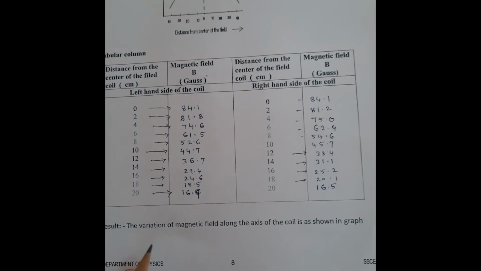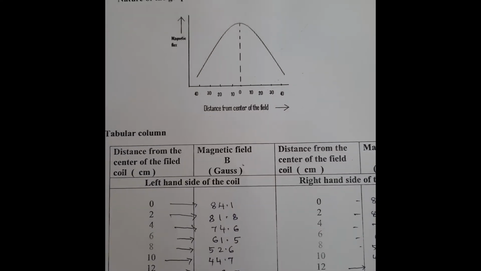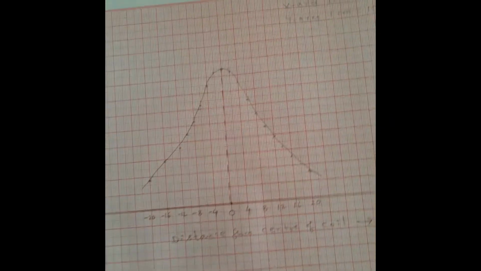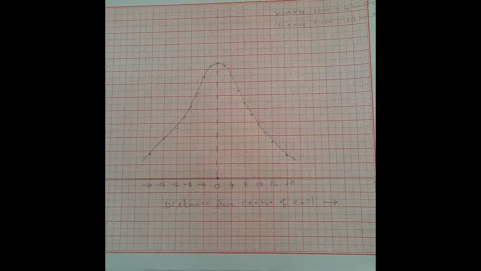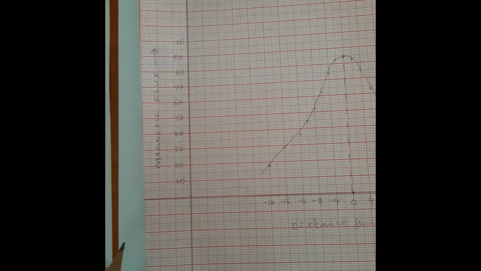Now again look at the tabular column, how the readings for all come, and this is the nature of the graph that we are going to get, and whatever graph we plot is also similar to the nature of the graph expressed in the manual. So this is the experiment that you have to perform, and it has to be recorded as shown in the graph. Once again look at the schematic view of the equipment.